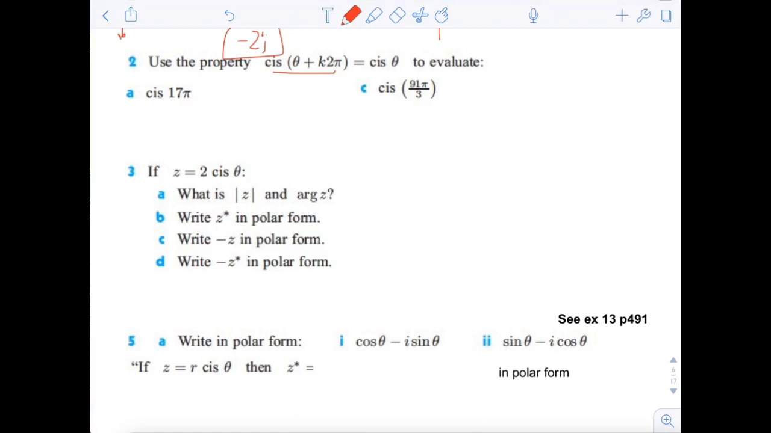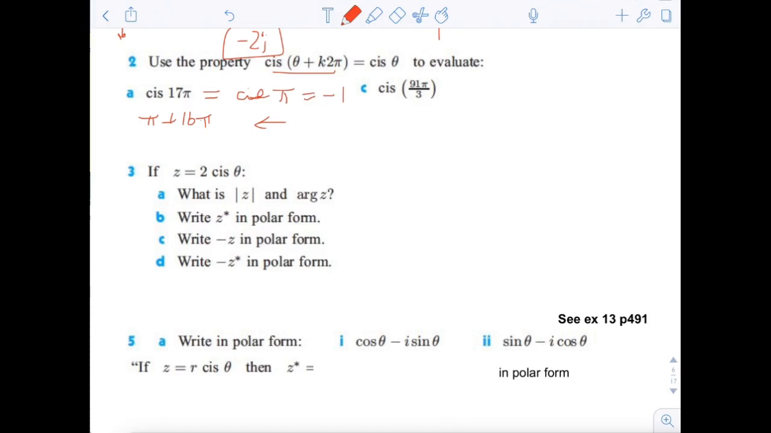So cis 17 pi, that's way more than 2 pi, right? So we're going to subtract 2 pi's from it until we get something that's less than 2 pi. So we can see that eventually that is going to be like pi plus 16 pi. 16 pi is a multiple of 2 pi, right? So since 17 pi is pi plus 16 pi, cis 17 pi is the same thing as cis pi. And cis pi is a vector pointing to the left with a modulus of 1. So that is equal to negative 1.